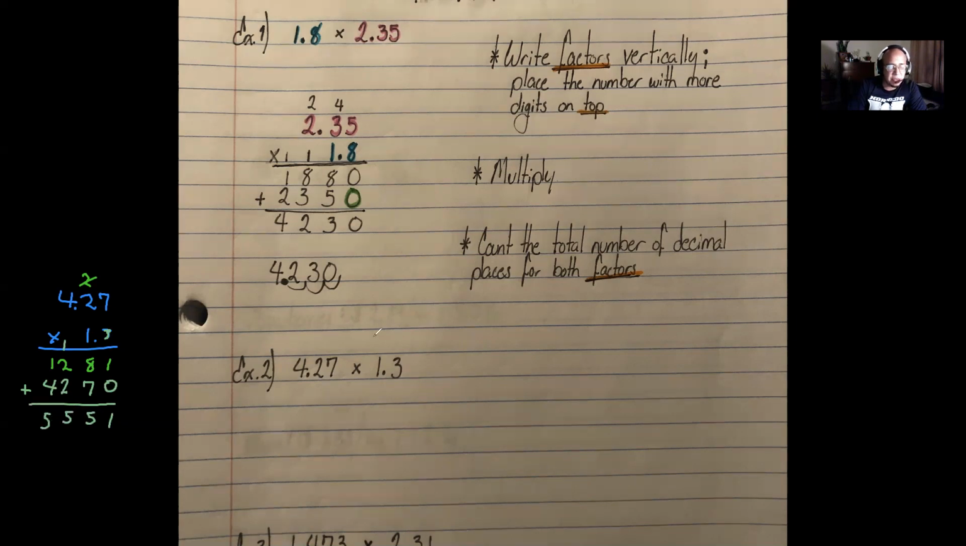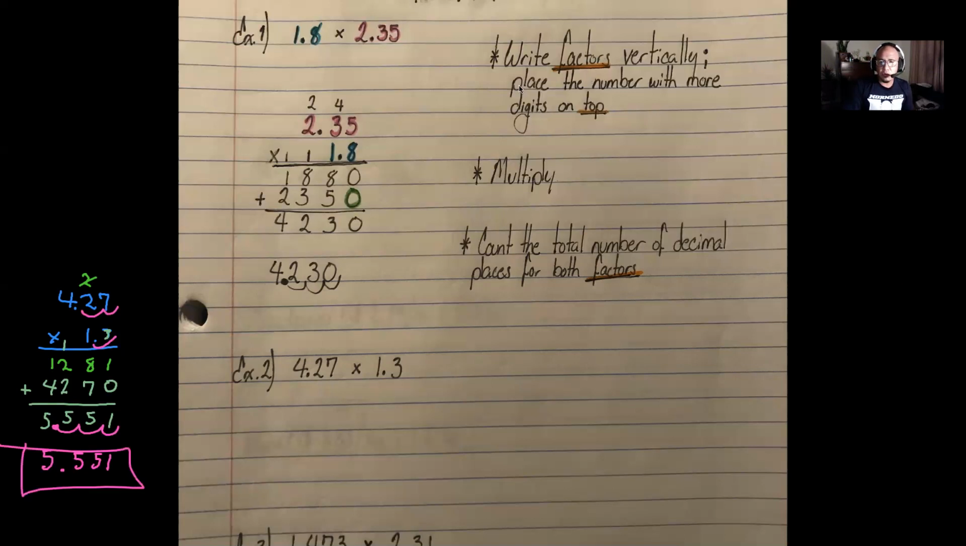So now we have this number, which is 5, 5, 5, 1. However, we are not finished. Let us do the last step, count the total number of decimal places for both factors. So we have 1, 2, that's 2 and 3. So I'm going to start here, 1, 2, 3 decimal places. My answer would be 5 and 551 thousandths. Okay, good. This would be my answer for this example.